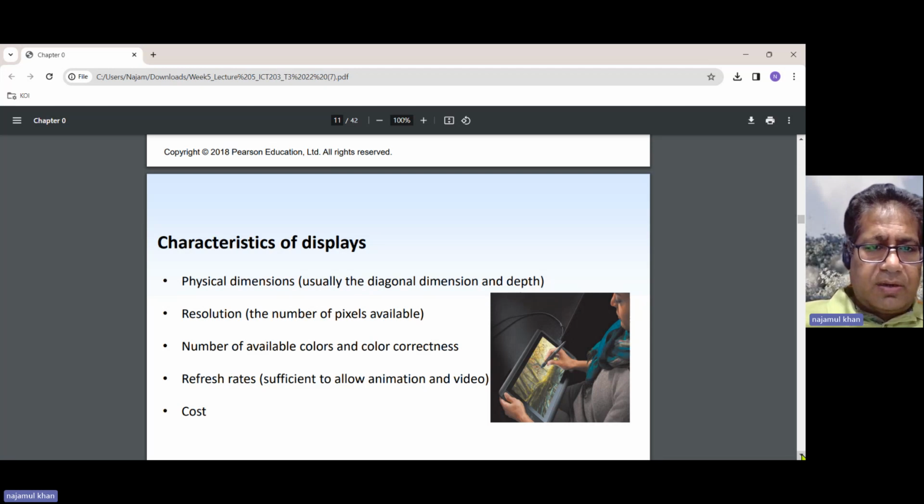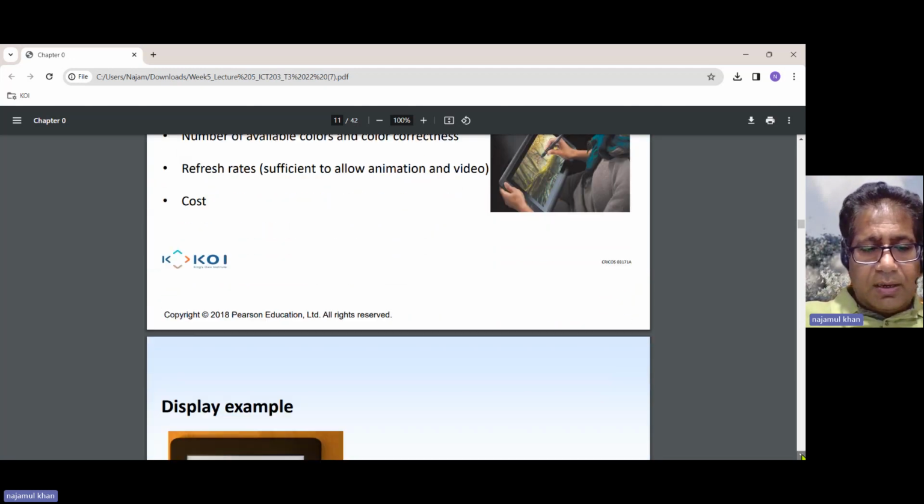Apart from that, cost factor also remains an important factor. You don't want to spend too much money. Of course, if you want to buy the latest new technology, it might cost you too much. So especially for individual users, this is a big factor as well. All right, guys, let's keep moving to other slides.